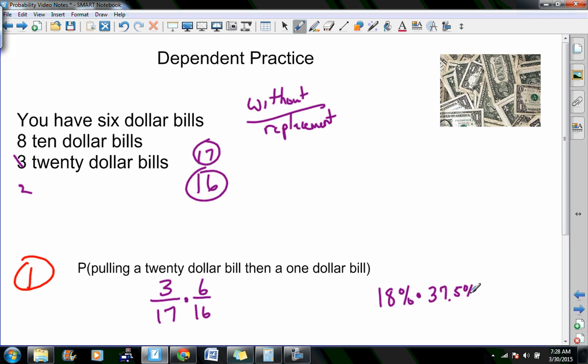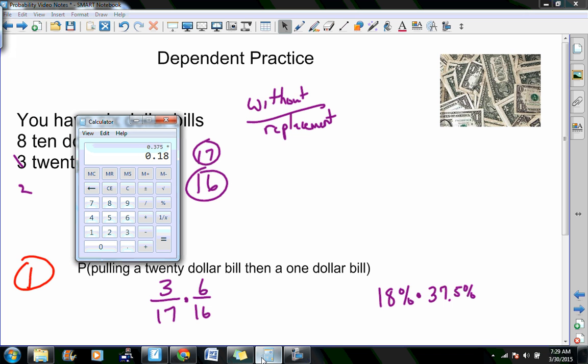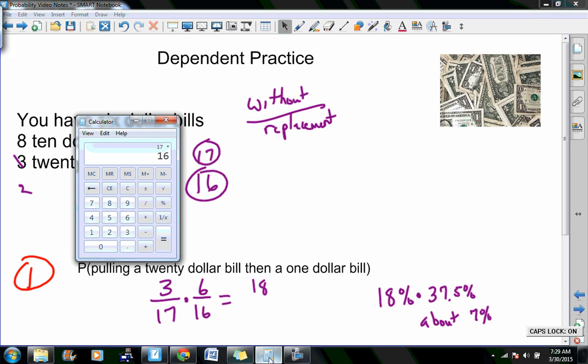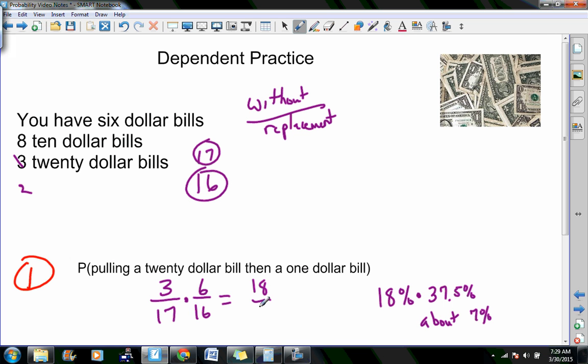Now, each individual probability is 18% and 37.5%, but the probability of them both happening is very, very unlikely comparatively. So that means that the probability should go down, and it does. If we did 18% times 37%, obviously multiplying as a decimal, it's about 7% as the answer, which is very unlikely. That means out of 100 times, this would only happen 7. If we leave it as a fraction, it's 18 over 272, which we could then simplify.